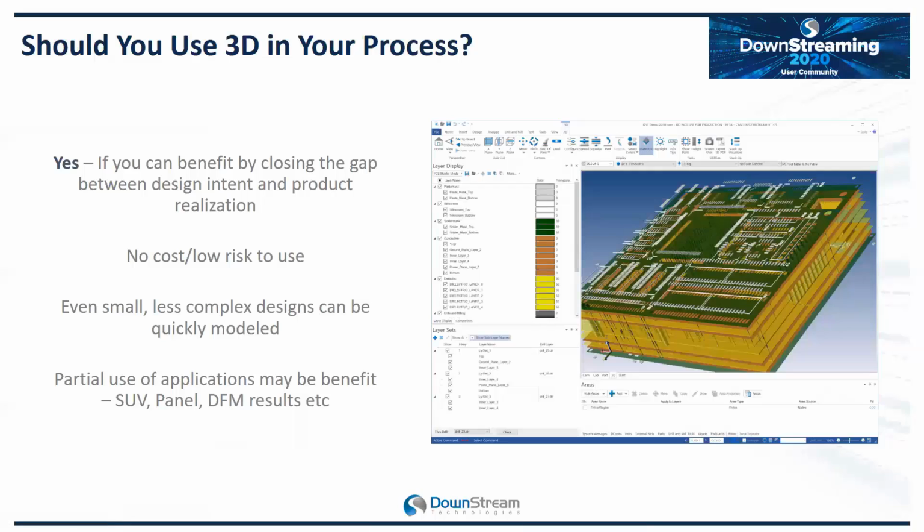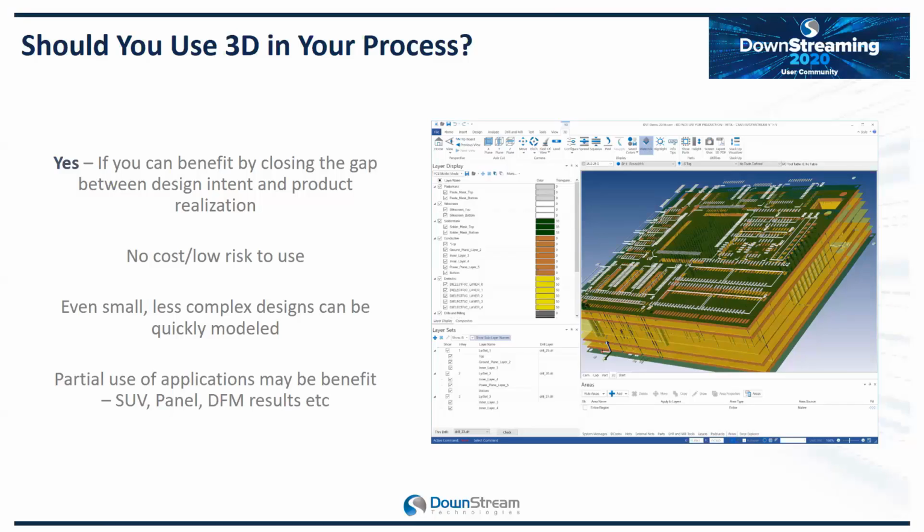So, should you use 3D in your process? Our answer is yes, especially if it can benefit by closing the gap between what you're designing and what you want to expect to get back from manufacturing. There's no cost in using it. It's very low risk to use. Like I said, getting a 3D model in CAM 350 is not much different than generating a 2D Gerber view. You spend time layering orders, defining drill ranges, and that 3D model is there. It's a question of how far you use it and rely on it with manufacturing, and that's really up to each individual user out there.